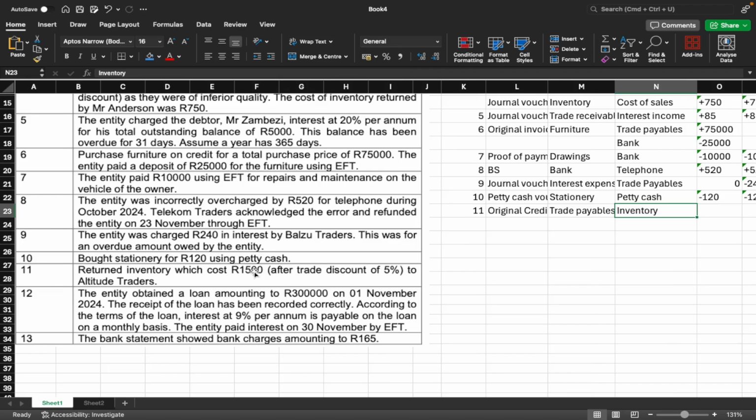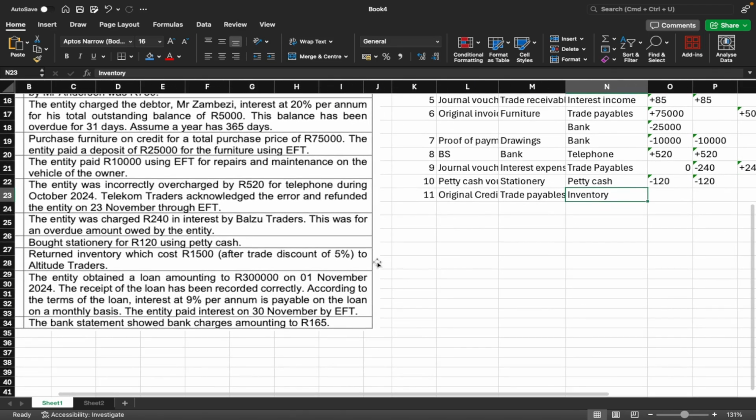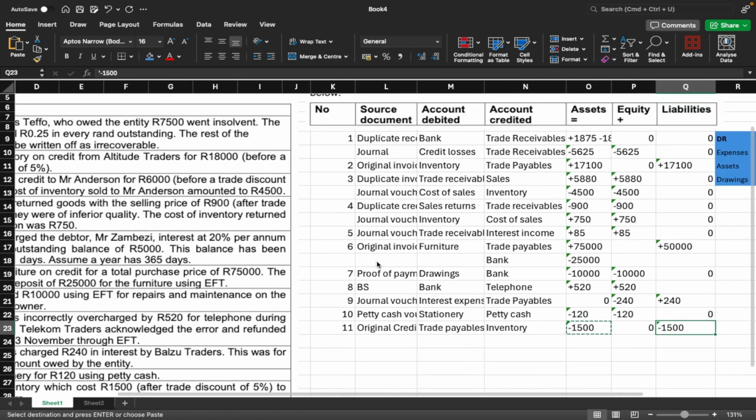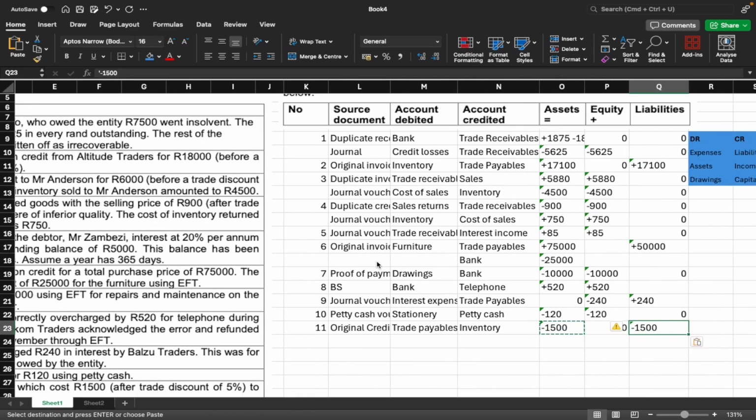And what is the amount? 1,500 after trade discount, and we've already looked at trade discount. So under assets, we're going to have a negative 1,500 because inventory has just left our premises. Under equity, we have nothing, and under liabilities, we have a negative 1,500 because we no longer owe our supplier the trade payable for these particular goods.